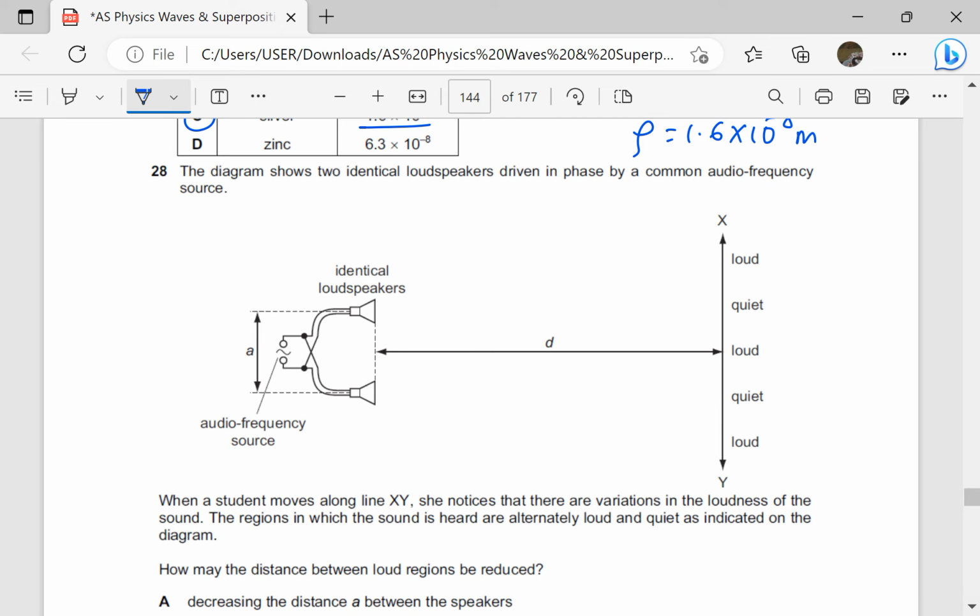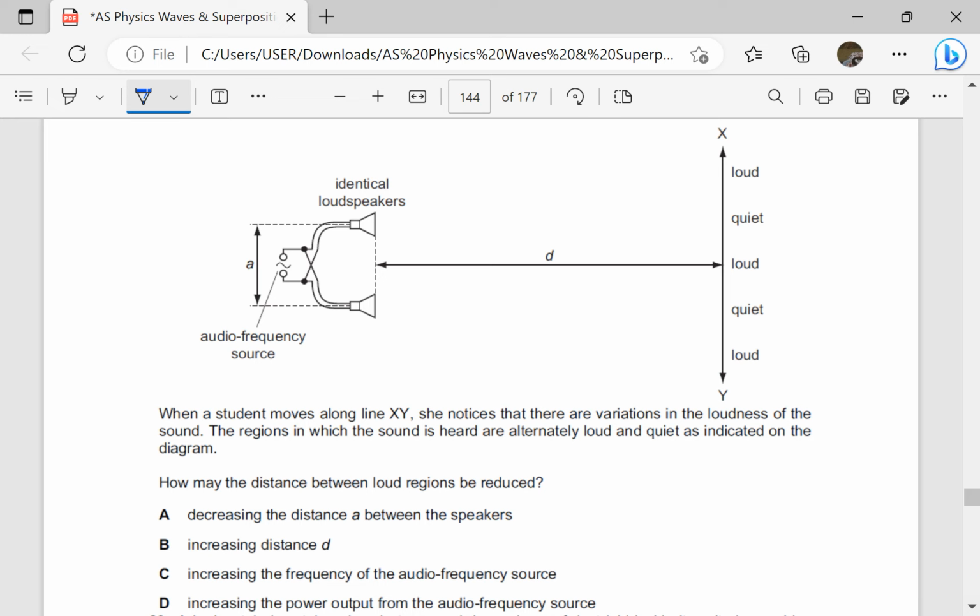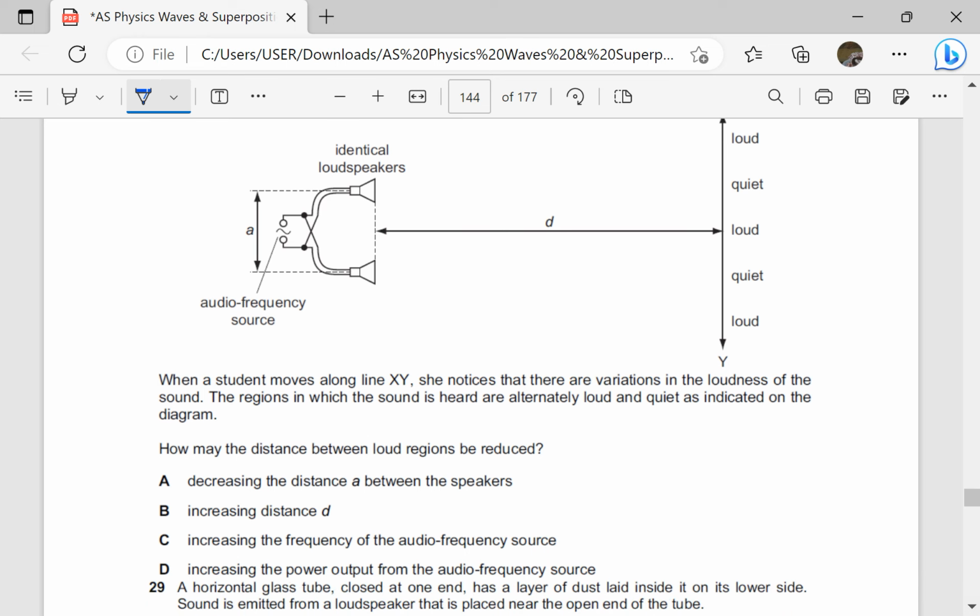The diagram shows two identical loudspeakers driven in phase by a common audio frequency. When a student moves along line X, Y, she notices that there are variations in the loudness of the sound. The regions in which the sound is heard are alternately loud and quiet as indicated on the diagram. How may the distance between loud regions be reduced?